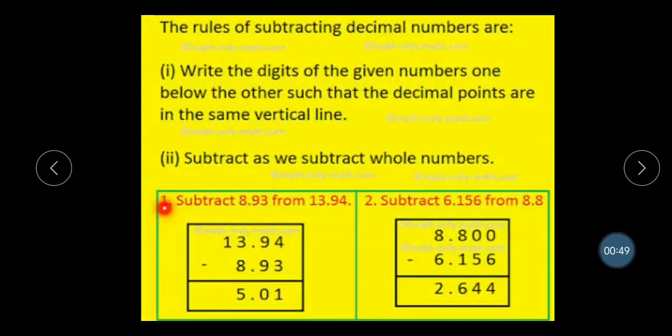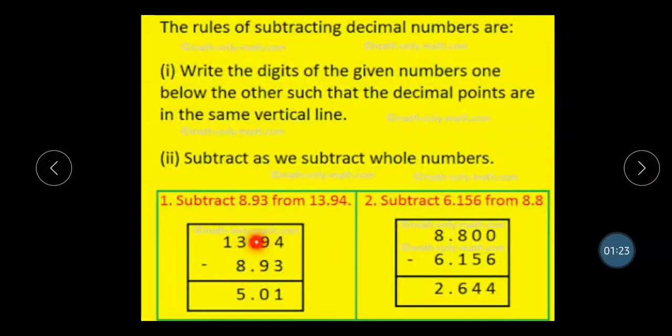First example, subtract 8.93 from 13.94. So, we are supposed to subtract 8.93 from 13.94. First we will write 13.94, then we will write 8.93 one below the other. Now 4 minus 3, 1. 9 minus 9 is equal to 0. We will be putting the decimal point.